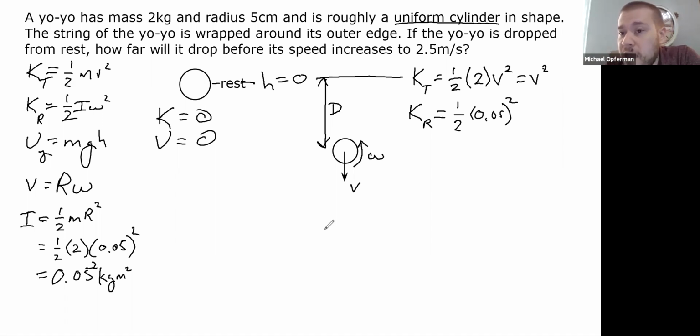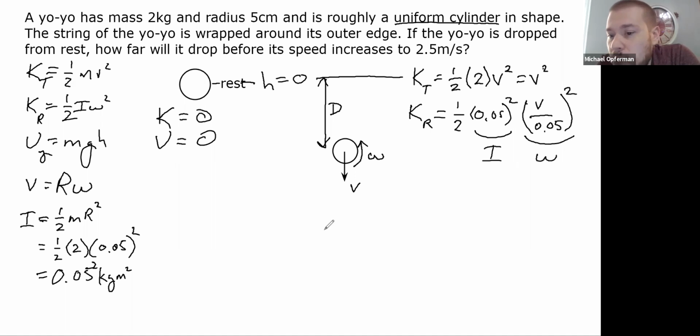Now, I want to put omega in terms of v so that I only have one variable. So this is going to be v over r. R is 0.05, and then this whole thing gets squared. Again, if you didn't follow that, this is 1/2 I, and this part is omega, so that's 1/2 I omega squared.